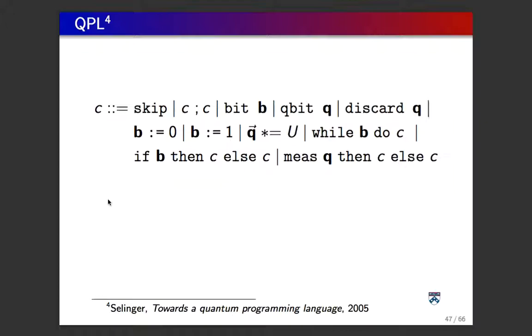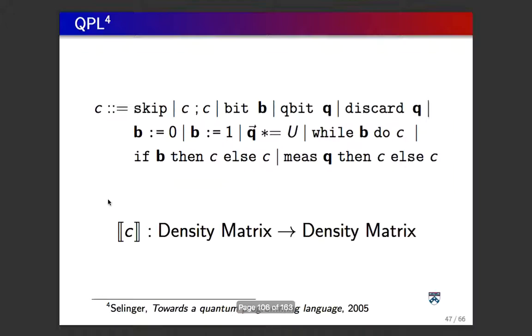I can discard qubits, and I can also do things like have a while rule, a while loop, if, and measure. Some nice things about QPL: it has a type system, which is good. It has a clear operational semantics, and it also has a clear denotational semantics, in which we can think of a command C as a function from density matrices to density matrices.